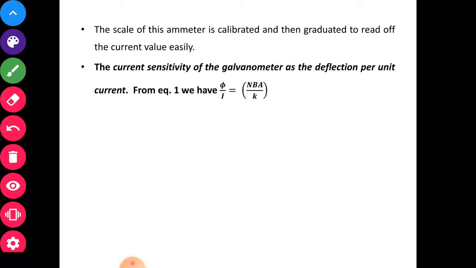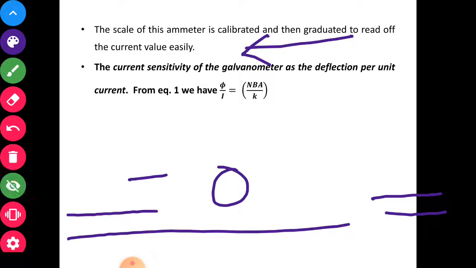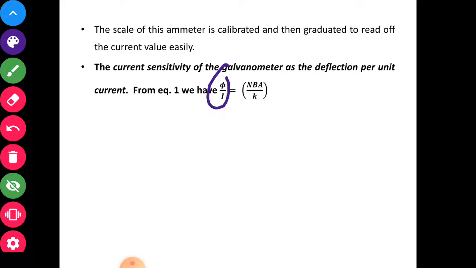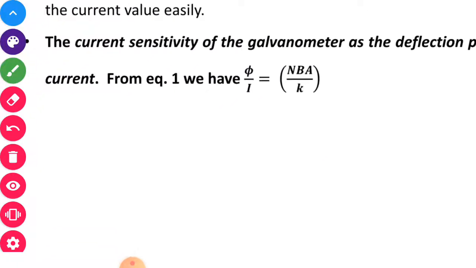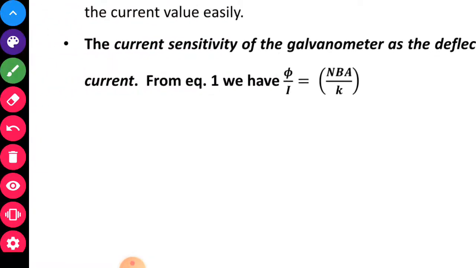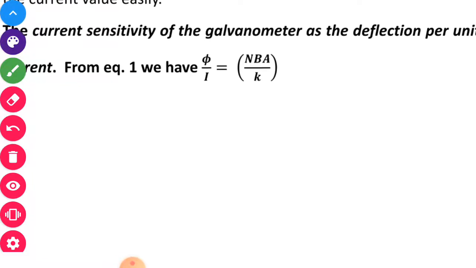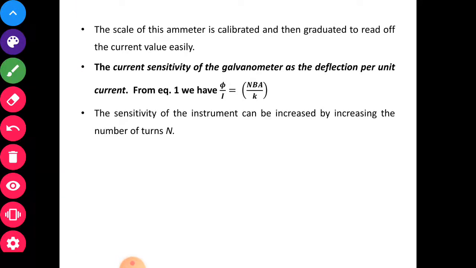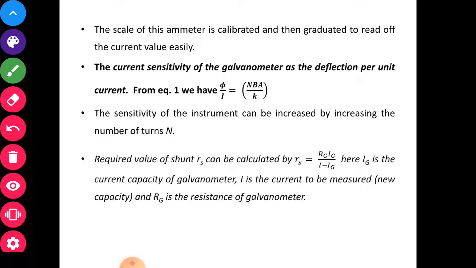Now current sensitivity, as you know that the formula is phi is equal to NBA upon K into I. Now phi upon I is defined as deflection per unit current, which is known as current sensitivity of the galvanometer. Phi upon I is equal to NBA upon K. Now if you want to increase this phi upon I, then the number of turns has to be increased. If N is increased, then current sensitivity increases.